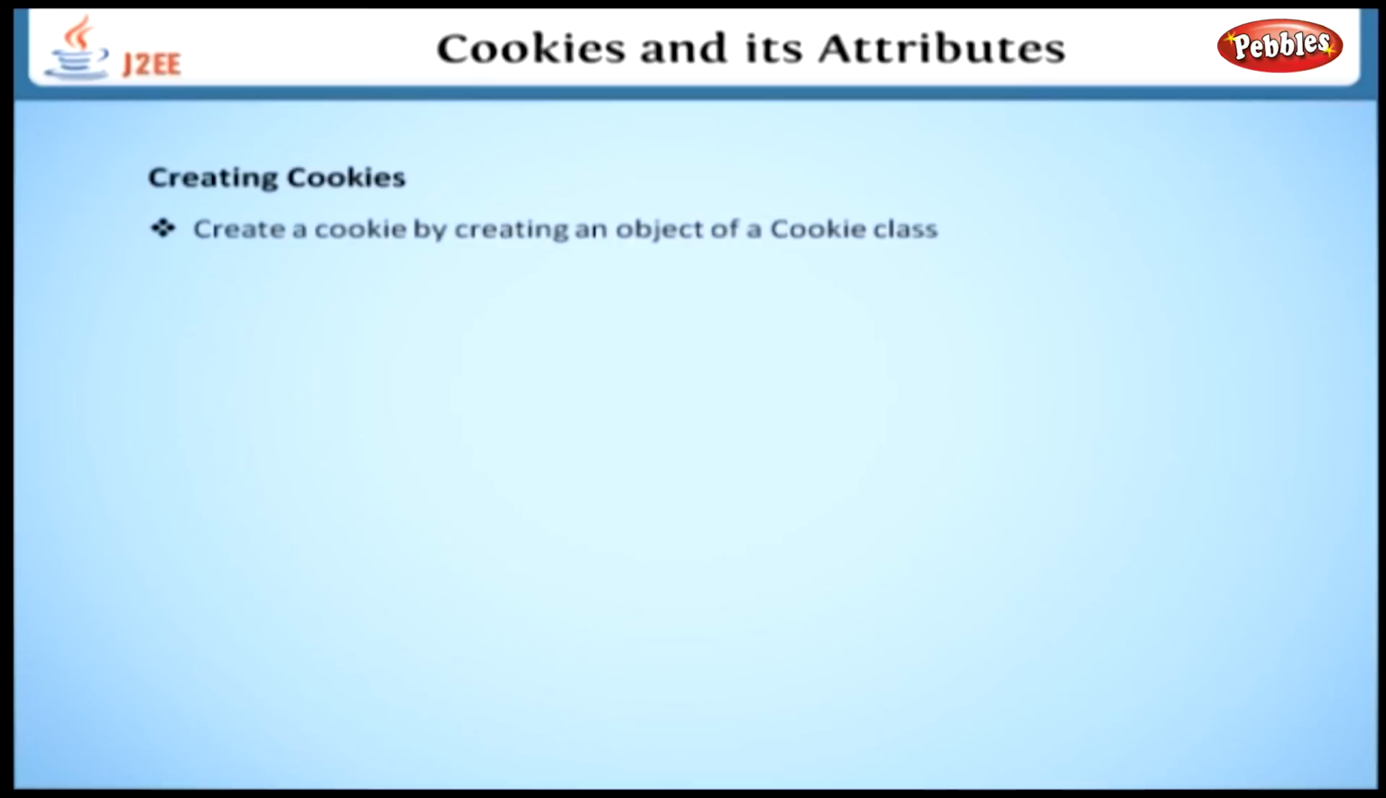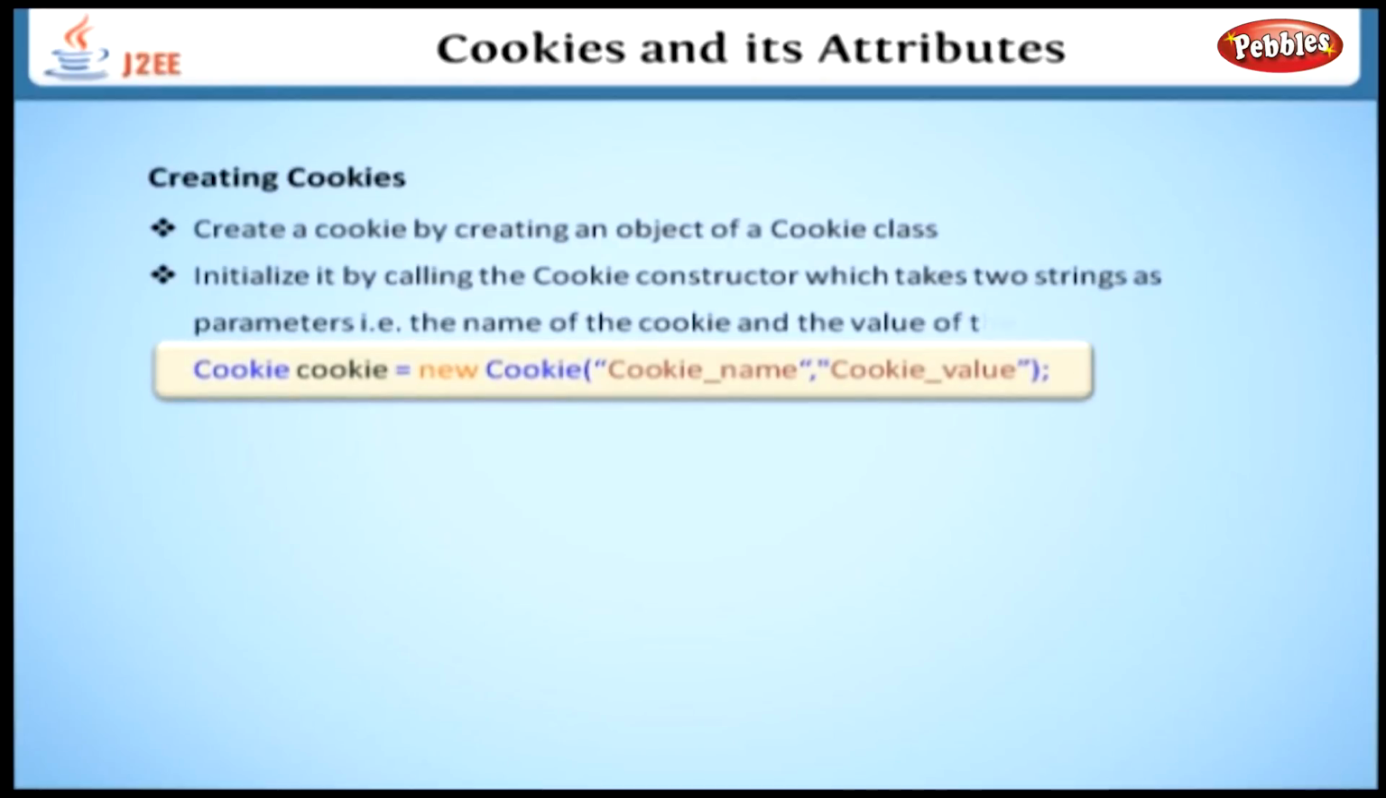We can create a cookie by creating an object of a cookie class and initializing it by calling the cookie constructor, which takes 2 strings as parameters, i.e. the name of the cookie and the value of the cookie.